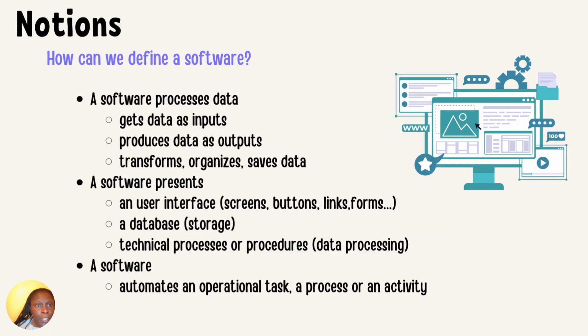So first of all, what is a software? A software will take data as input, process data, and produce data as output. The software also presents a user interface, a database, and sometimes technical processes or procedures that execute, treat, process, manipulate, transform that data. And a software also automates an operational task, a process or an activity.